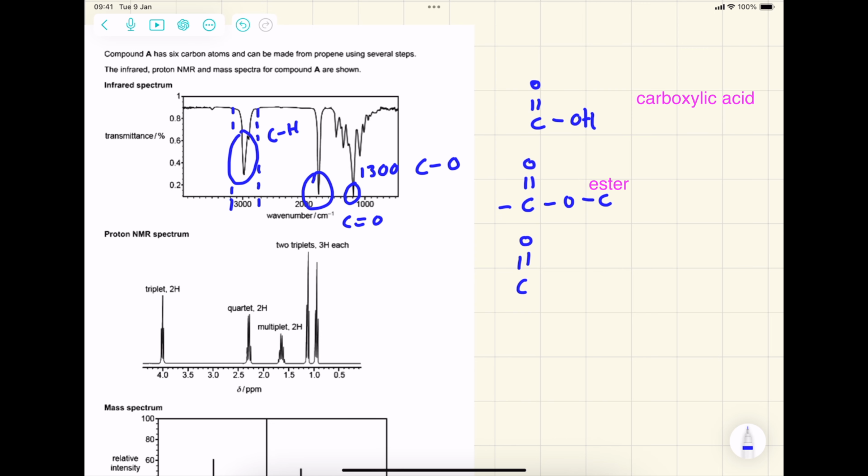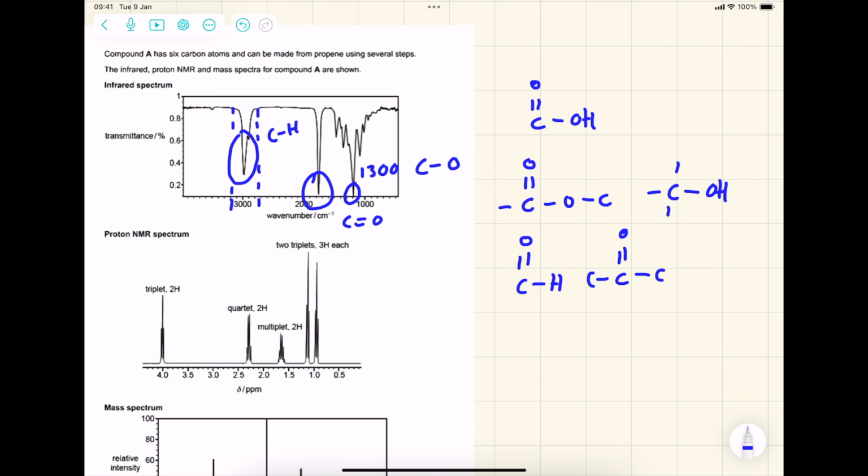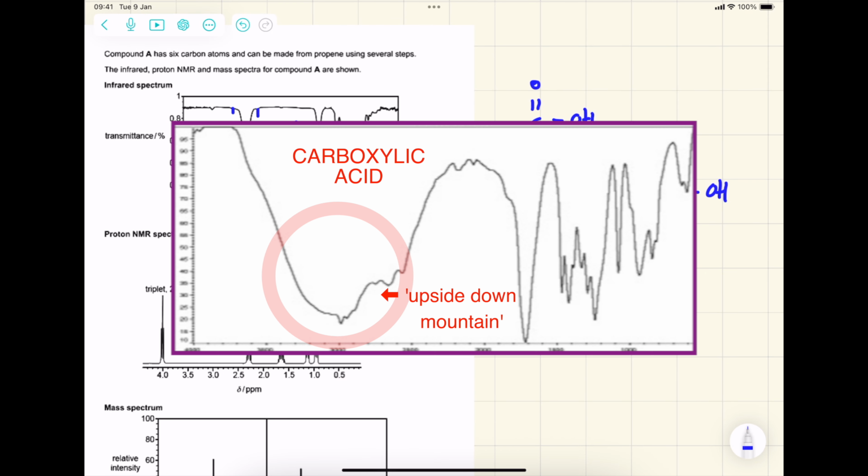So if we put on the screen, there's the aldehyde group, there's the ketone group, there's the alcohol group, and what we can do is look at the infrared spectra for other common functional groups like the carboxylic acid, like the alcohol. By looking at those spectra, we can determine whether or not that functional group is present in the molecule. So the alcohol functional group always looks like this, which you can see has this sort of double dip. It goes down, comes back up, goes down, comes back up. And then the carboxylic acid looks like this. It kind of looks like an upside down mountain known as an inverted mountain.